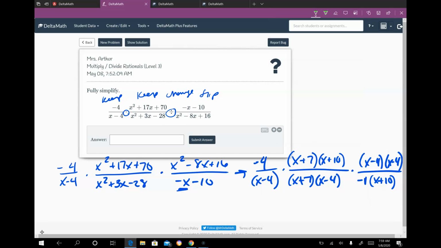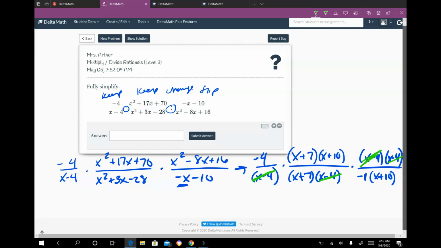So now that I've got it in factored form, I can cancel out all my like factors on top and bottom. So I have an x minus 4 and x minus 4. I have another x minus 4 and another x minus 4. So since there were two x minus 4s on top and two x minus 4s on bottom, you can cancel both of them out. I got an x plus 7 and an x plus 7. And see, since I took that negative 1 out, I've got an x plus 10 and an x plus 10.